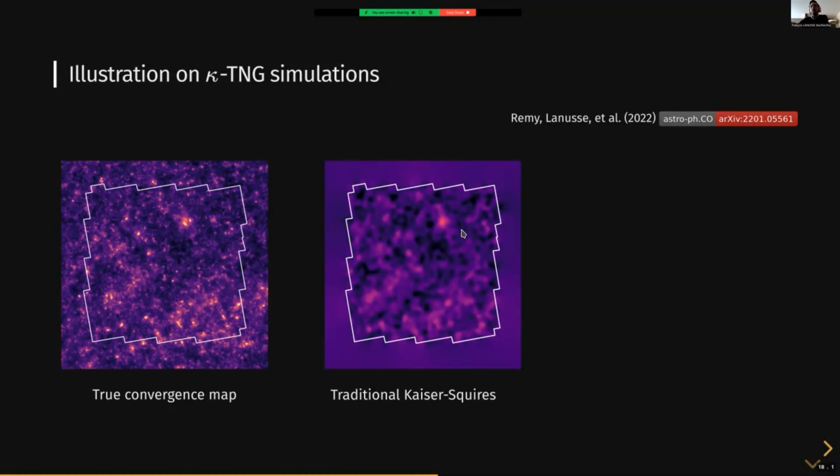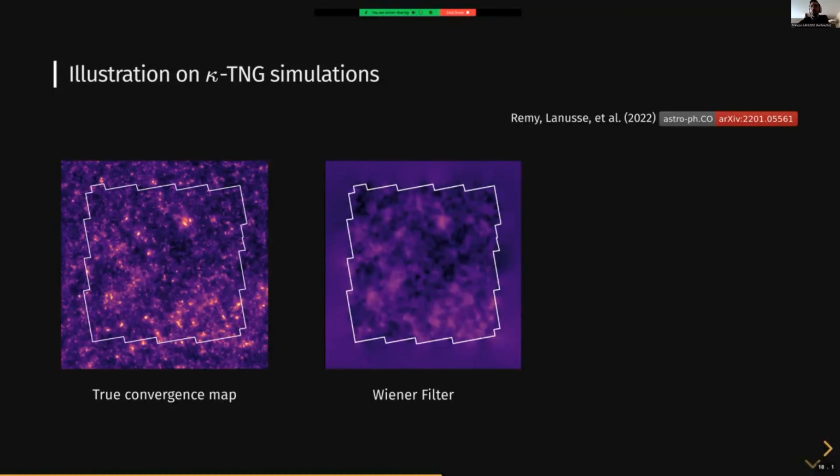So a better algorithm is this Wiener filter algorithm, which tries to solve this inverse problem by using, for instance, a Gaussian prior on your solution. This is the simple prior that I told you about. And again, although this is more evolved, you see that it cannot recover the small details of the maps, because the maps are not Gaussian themselves.